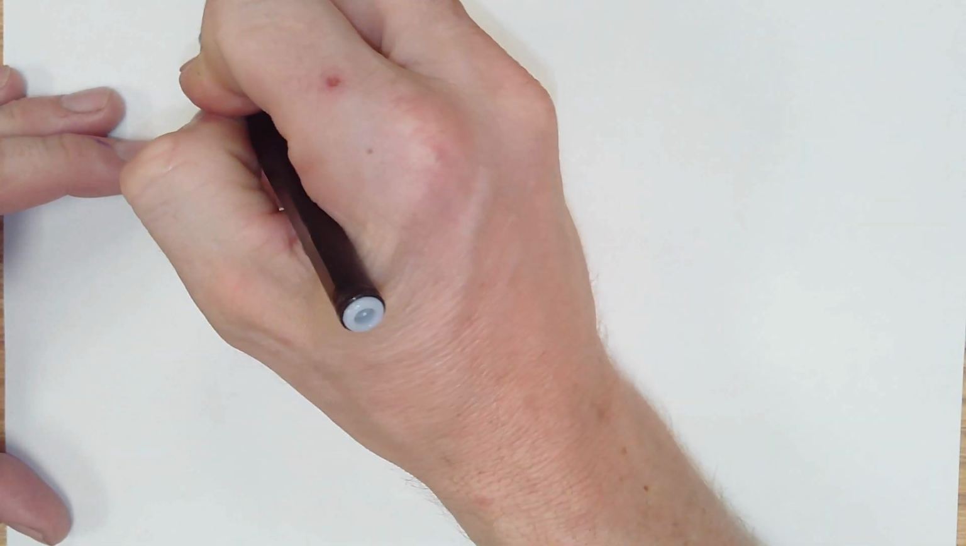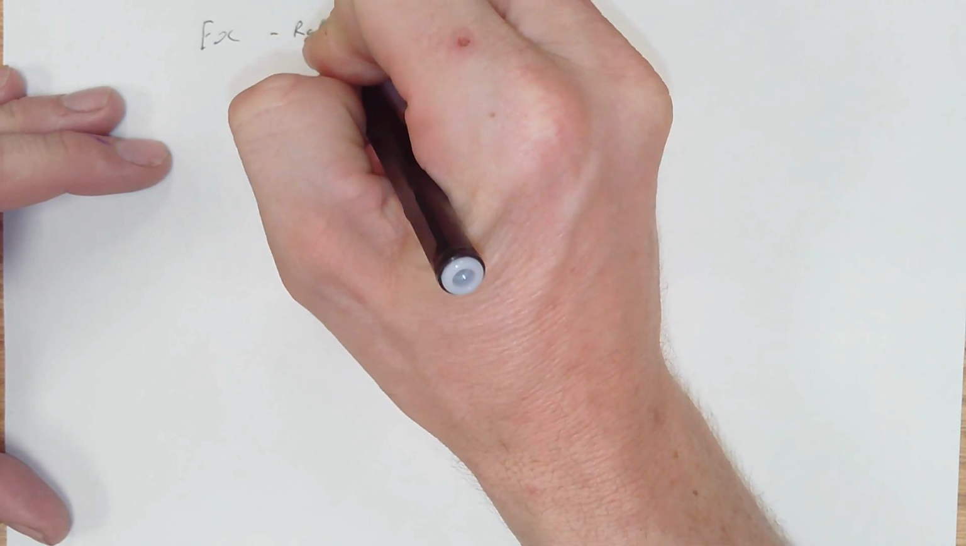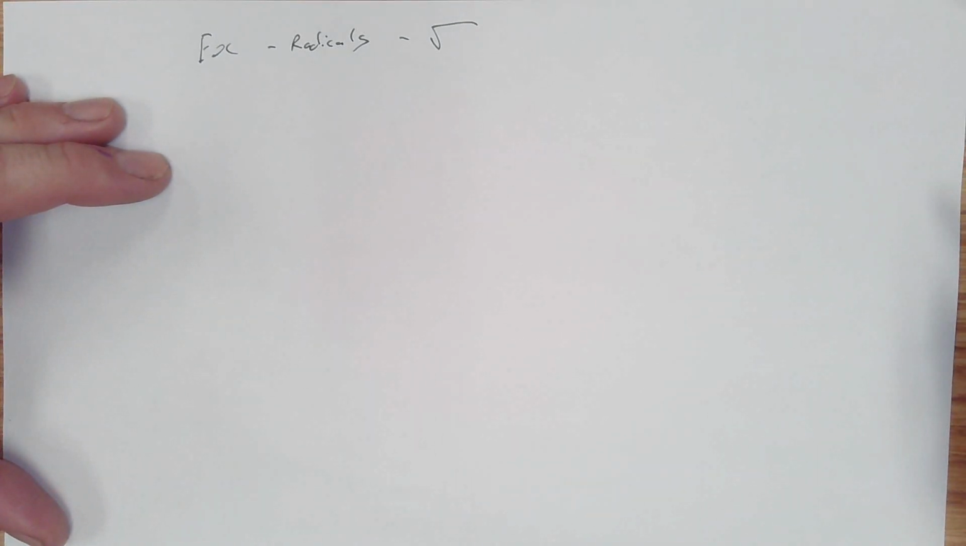This is an EOC review for radicals. Okay, what is a radical? A radical is this fancy looking divisor bar, right? It means the square root or the cube root or whatever of anything.